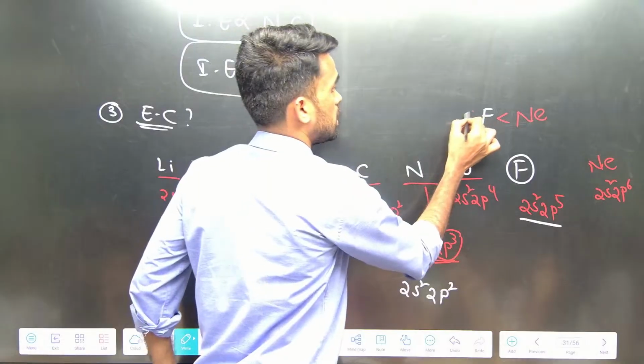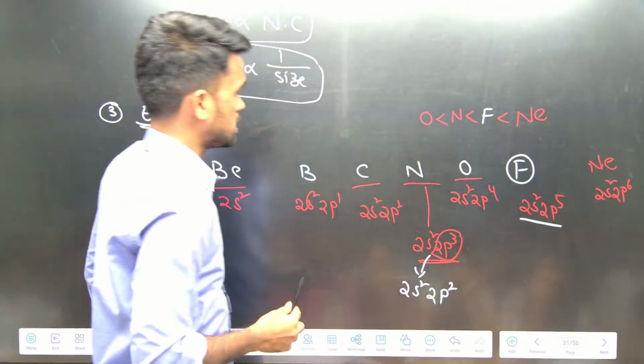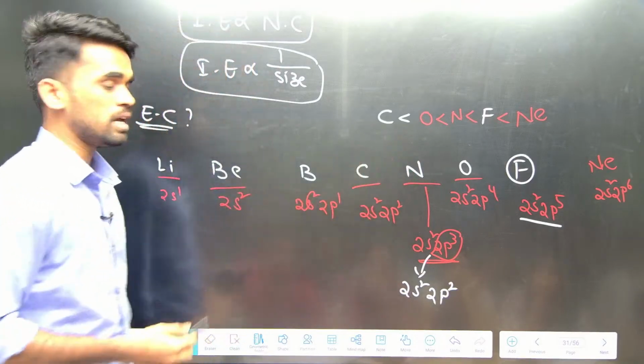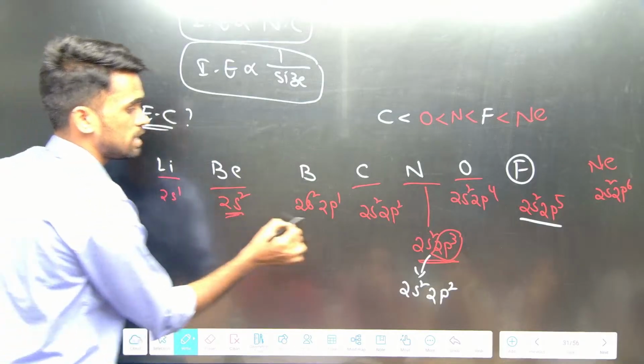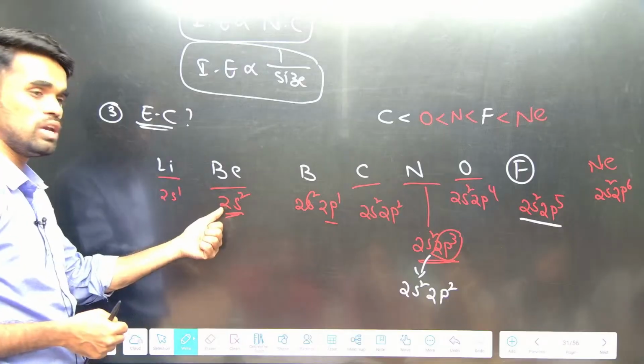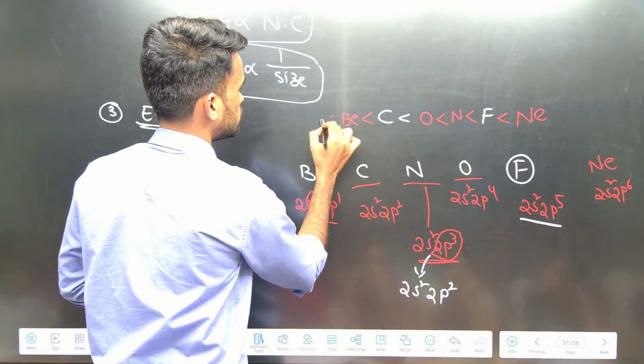So what should you write here? The next, oxygen. Next, carbon as it is. After writing boron and beryllium, see here it has 2s2. This one electron is easy to remove, whereas this one has fully filled electrons right now. So that's why beryllium, boron.